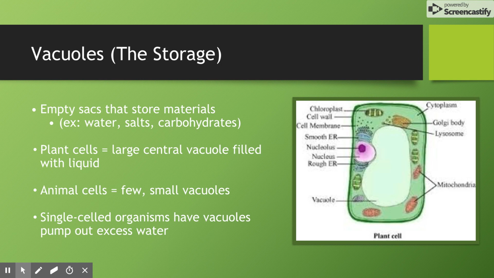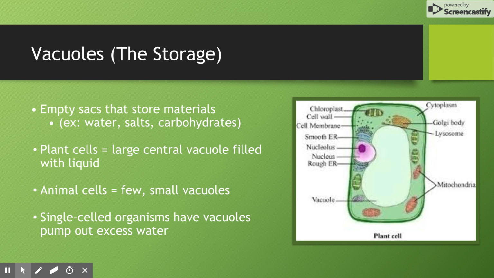So the first organelle that we're going to be talking about in this video is vacuoles. And vacuoles are the storage center. So they can be thought of like the storehouse of the cell. Essentially, they're just empty sacs that will hold materials for later use. So this could be water, salts, carbohydrates, anything that the cell needs to store.